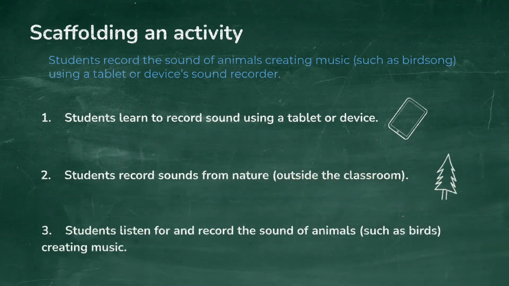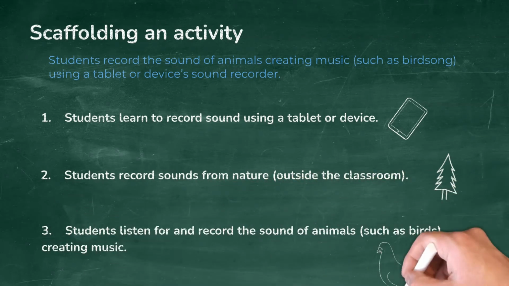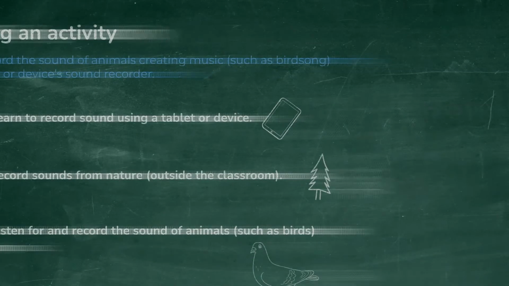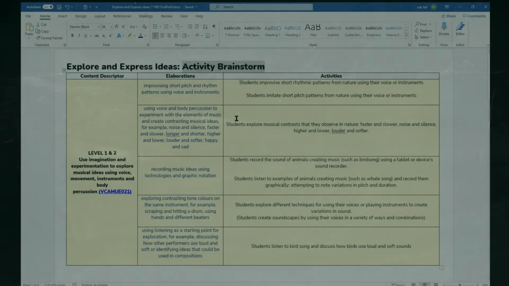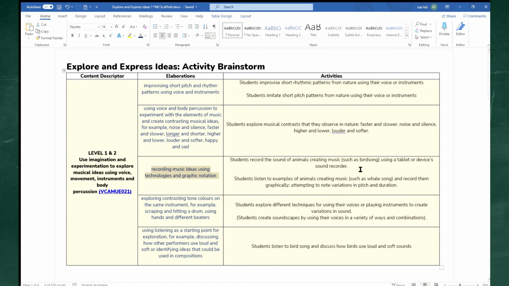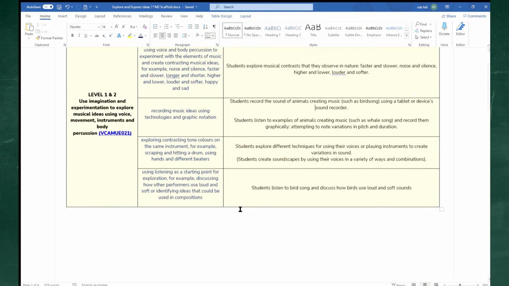So I'm going to produce a scaffold to cover all of my activities. Once I've done that, I can actually fill out a chronological unit plan. Now I have the outline of a unit with learning intentions, success criteria. Remember, we've only looked at 1/4 of the content descriptors. We've only looked at that exploring and expressing ideas strand.